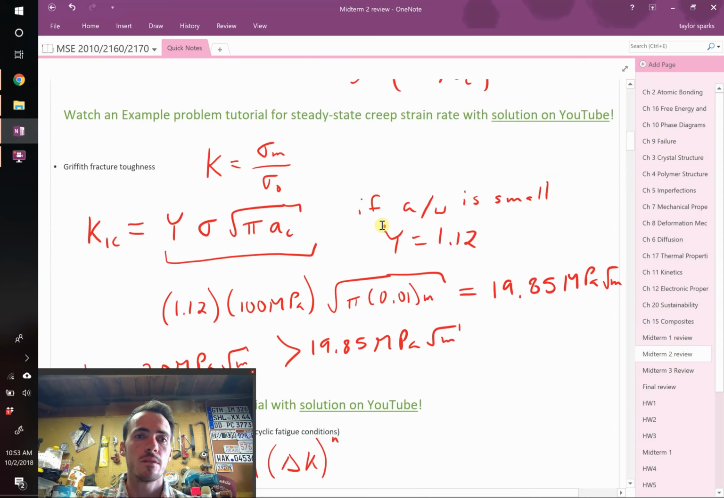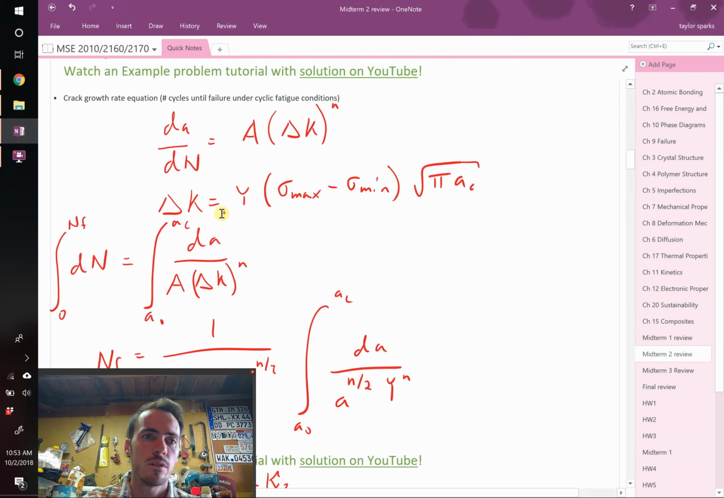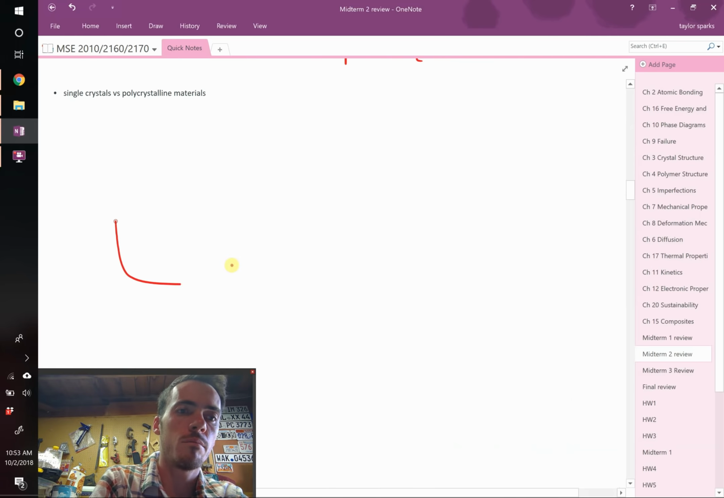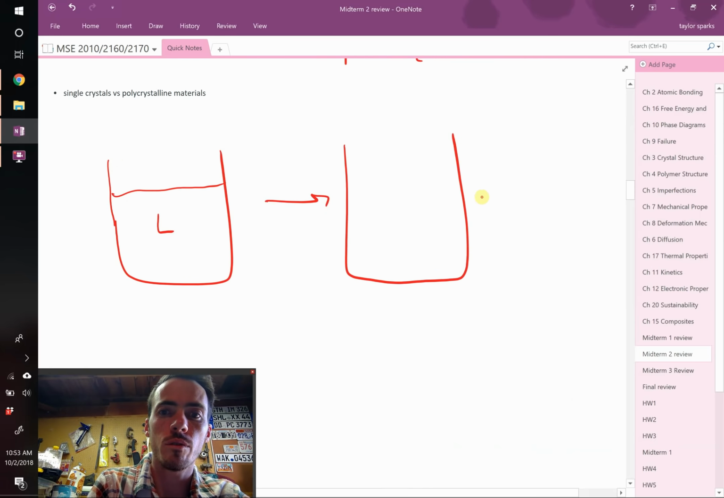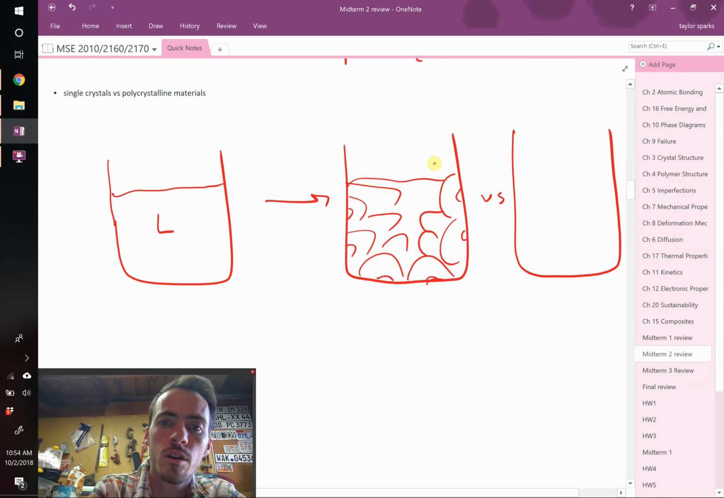Okay, let's talk about our next one. Single crystals versus polycrystalline materials. If we go back to our discussion of this, let's take a sample as it's being cooled down. So you've got liquid, and as it's cooled down, it can become one of 2 things, right? You can have a bunch of small spots which start from the edges and then grow, right, until it's all sort of solid.